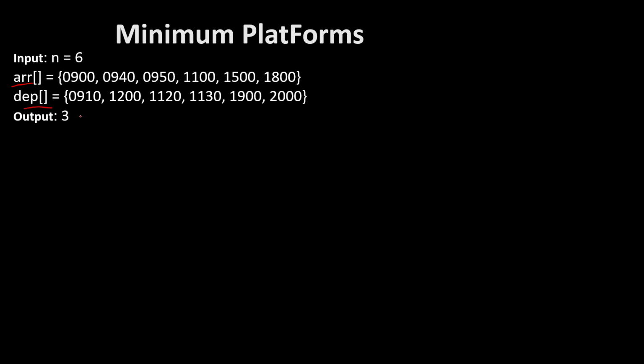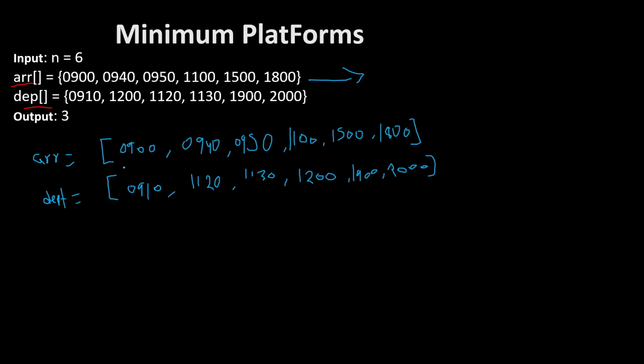Okay, so in this process, what we have to do is sort both the arrival time and the departure time. In the case of arrival time, it is already sorted from small to big. Now I will be writing down below. Now we can exactly see which train is coming first and which train is departing first.